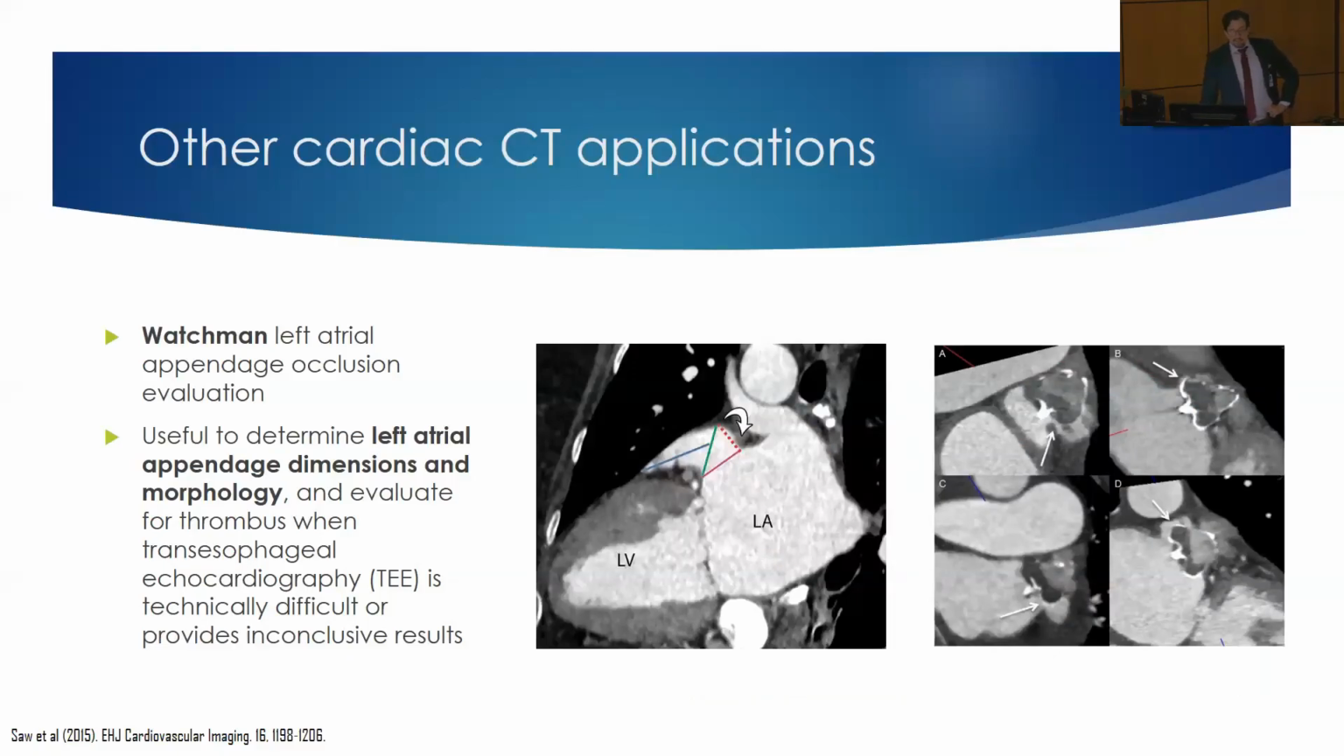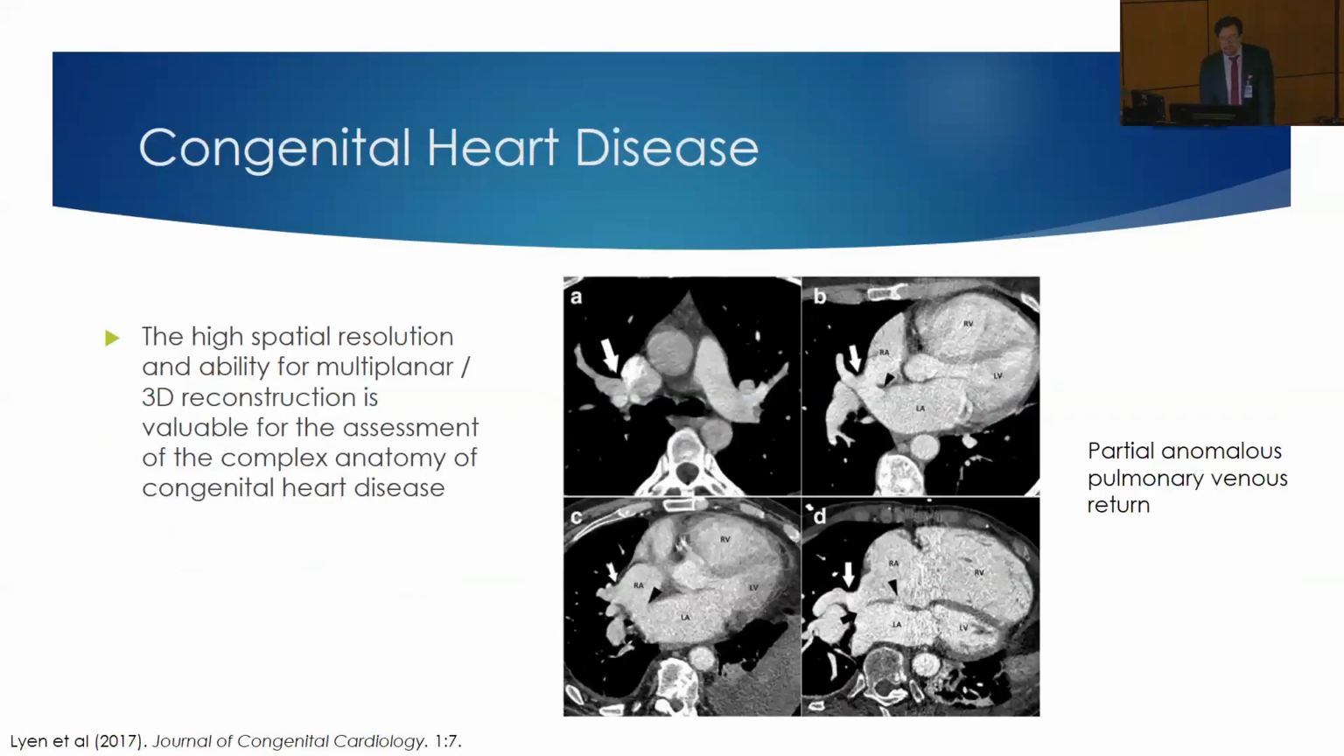But a CT can give us the same information. Maybe they have a contraindication to getting a TEE. Maybe they have esophageal stricture, difficulty swallowing, history of bleeding. We can get the same information with the CT, but with the disadvantage of exposure to radiation and contrast. So it's not a perfect test for everybody. But we still do this here for some of our patients for our Watchman evaluations.